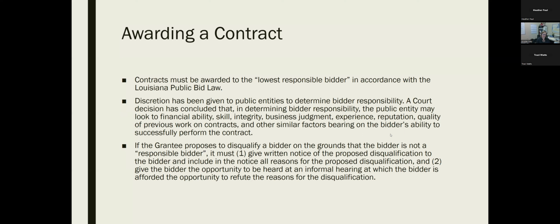successfully perform the contract. If the grantee proposes to disqualify a bidder on the grounds that the bidder is not a responsible bidder, one, you must give written notice of the proposed disqualification to the bidder and include in the notice all of the reasons for the proposed disqualification. And two, give the bidder the opportunity to be heard at an informal hearing at which the bidder is afforded the opportunity to refute the reasons for the disqualification.